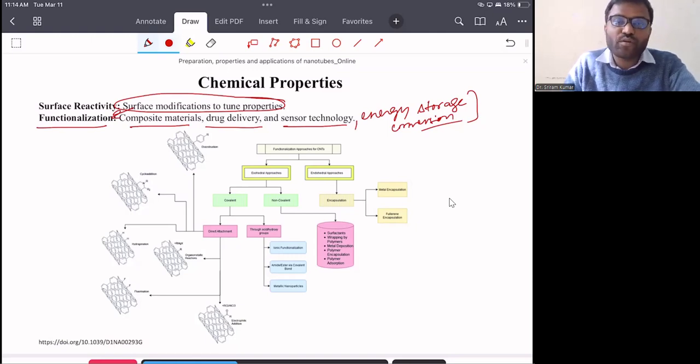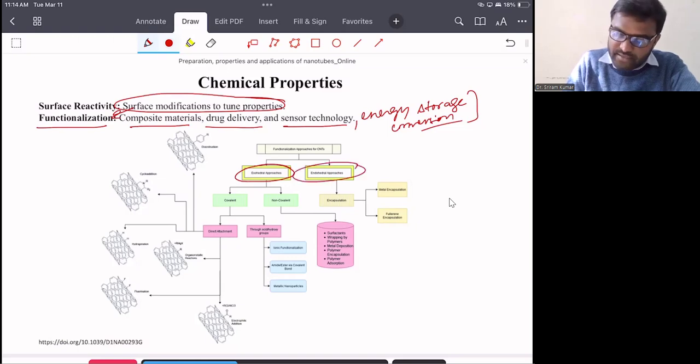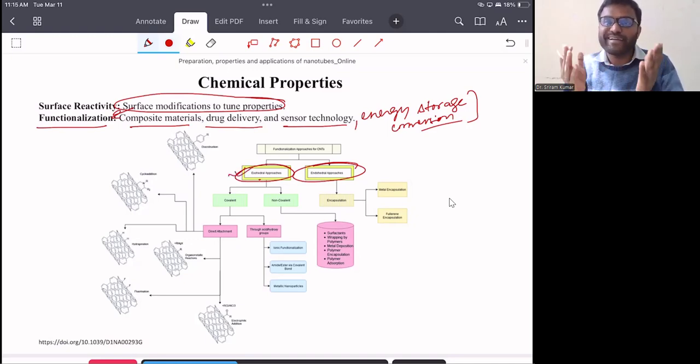Now let's understand the key steps of the functionalization of CNT. We have two approaches here. One is the exohedral approach, and the second is the endohedral approach. If you functionalize the outer layer of the CNT, it is called exohedral, and if you modify the interior surface of the CNT, it is called the endohedral approach.